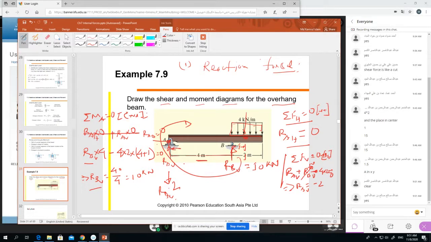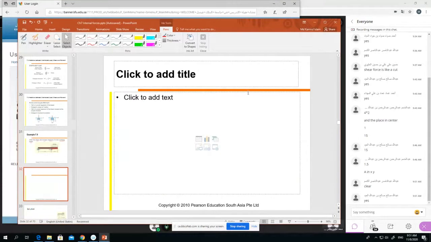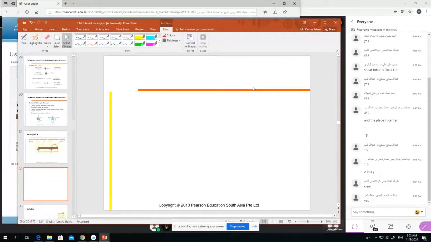Yes, right? If you're clear, then we go to the next one. Next, we need to open a new slide, and our beam is like this. Calculate.